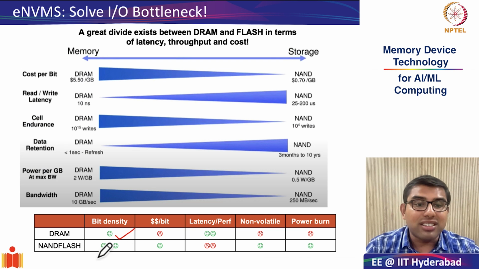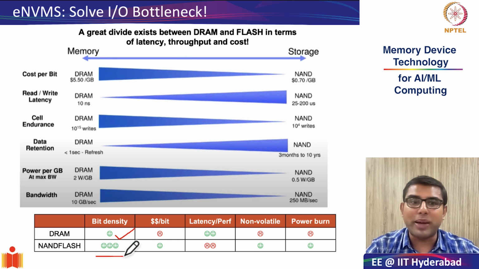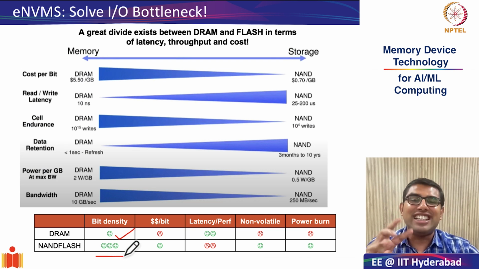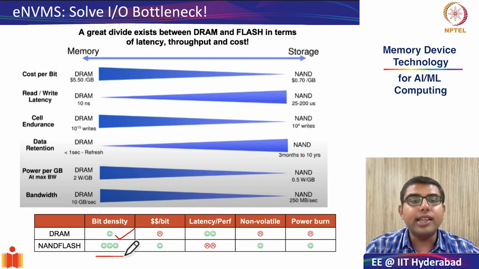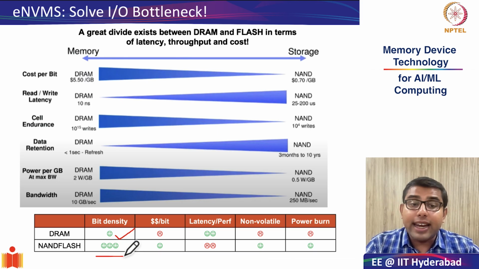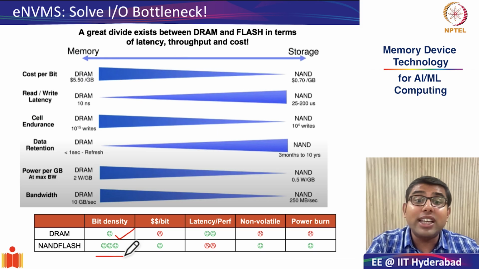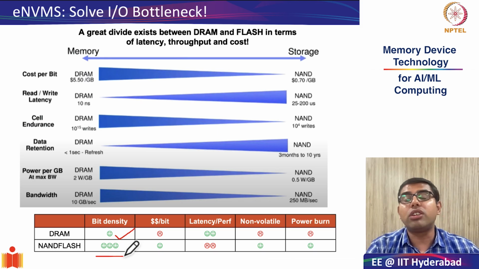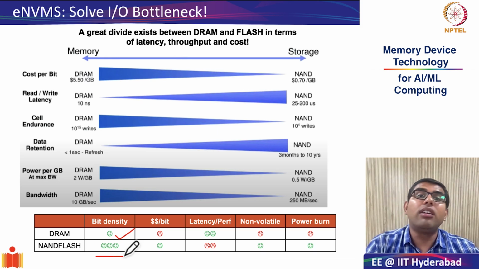Okay, but for NAND flash, I have put 3 smileys. I hope you recognize why these 3 smileys are there. The first smiley is for 4F squared. The NAND flash cell array is 4F squared. The second smiley is for bit scaling. And the third is the transition from 2D to vertical 3D scaling.